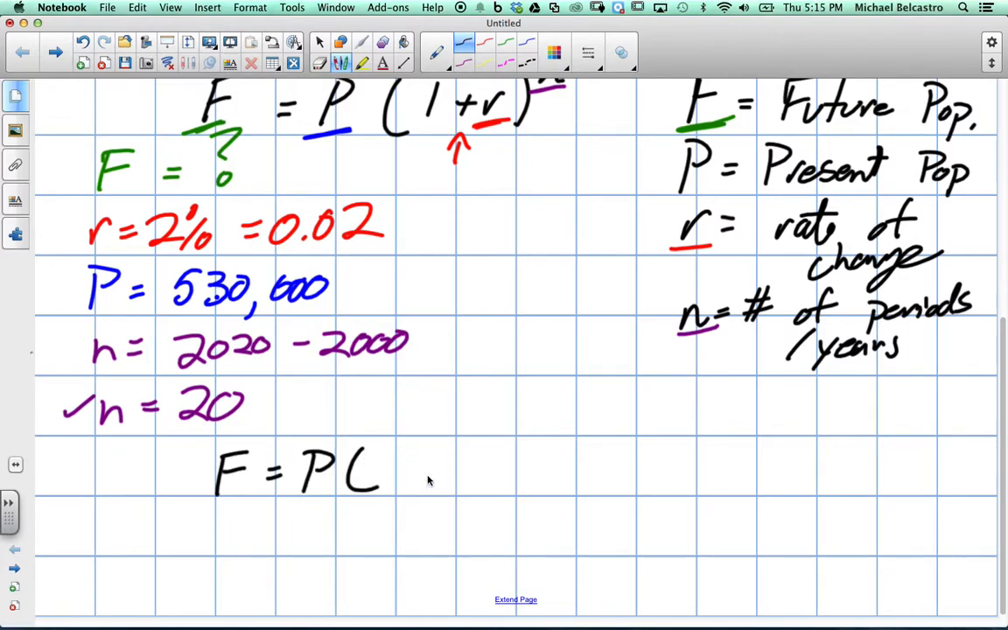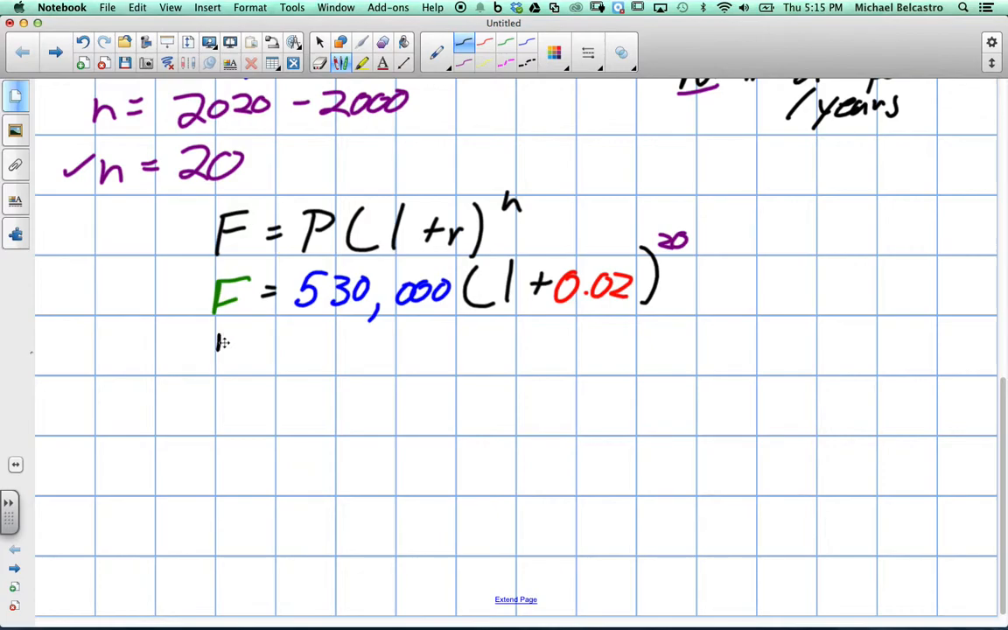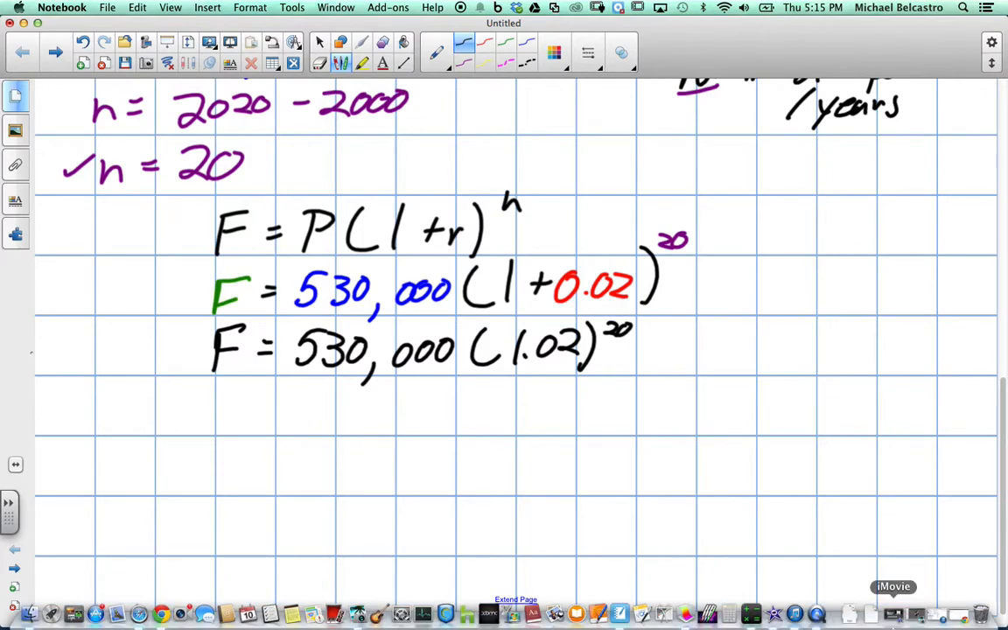Exactly. Now that we have all this info, let's plug it in. F is our unknown, so we'll leave it as F. P, our present population, is 530,000. Times 1 plus our R, which was 0.02, to the power of our N, which is 20. Let's continue. F is equal to 530,000, and we'll do our brackets first. This becomes 1.02 to the power of 20, so I have to do that first.